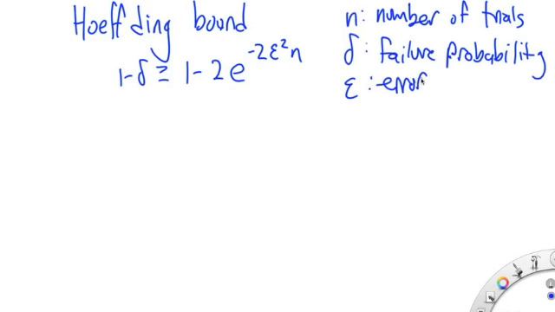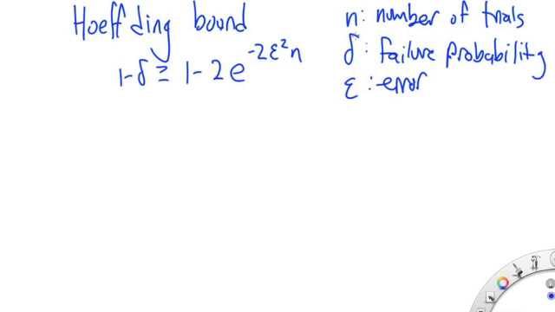Hoeffding's inequality relates the number of trials, where you're flipping basically a weighted coin, the failure probability, the likelihood that the observed rate of heads coming up is different by more than epsilon from what the actual rate is. It relates those quantities to each other as follows.